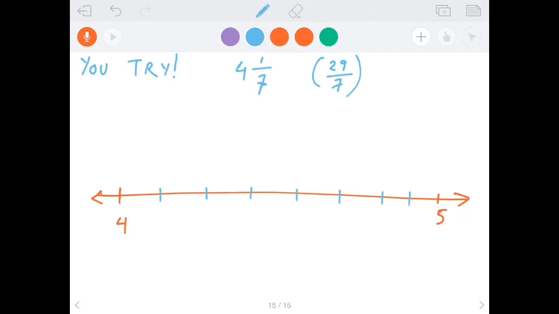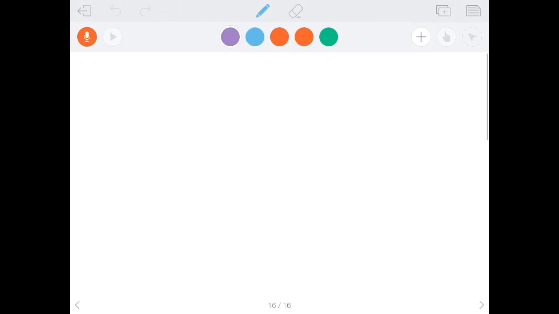by circling it. So just make sure you put exactly 7 parts, and now I circle the first part, and that becomes 4 1 by 7, or it is also 29 by 7. I hope this made sense. If it has, then let us try the next one with a negative sign.